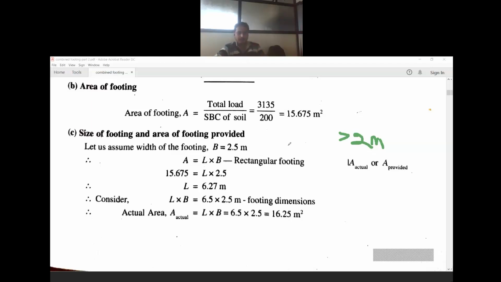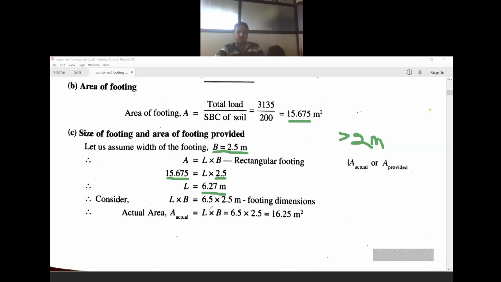Okay. Now, we shall just assume, according to this problem, they have assumed 2.5 meter as the width of the foundation. So, I will substitute the value of the assumed width of the foundation, 2.5, and the area calculated in this formula. According to that, I got the length of the foundation as 6.27 meter. Practically, providing 6.27 meter is a little difficult.